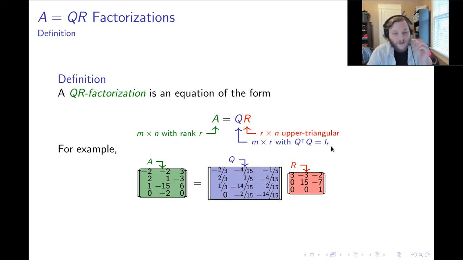I also want to make sure that we're all paying attention to the way that the sizes of these matrices work. In a QR factorization, A can have any size, but then the number of columns of Q, which has to be the same as the number of rows of R, is equal to the rank of A. So because Q here has 3 columns, what we're saying is that A has rank 3 here. So it's important to pay attention to the way the sizes work here.